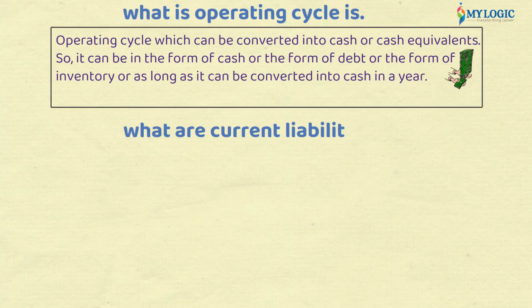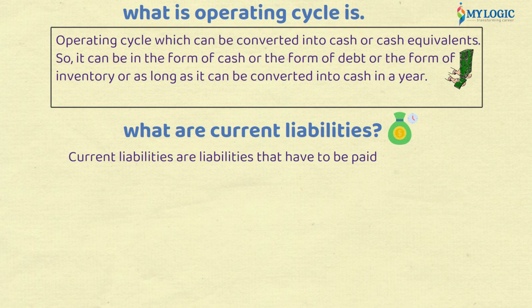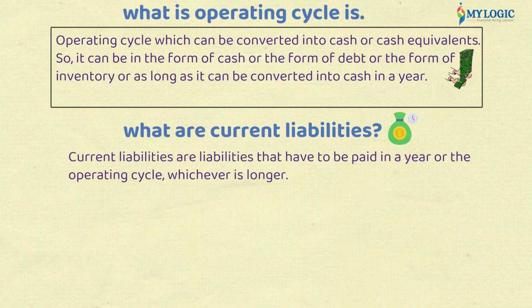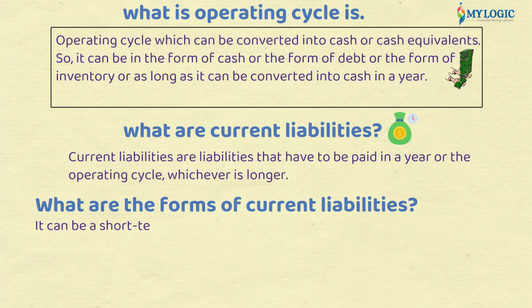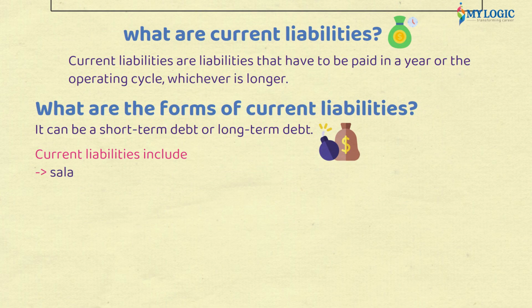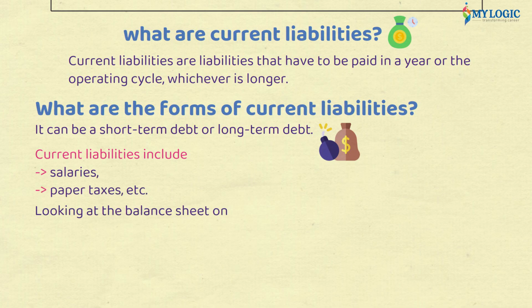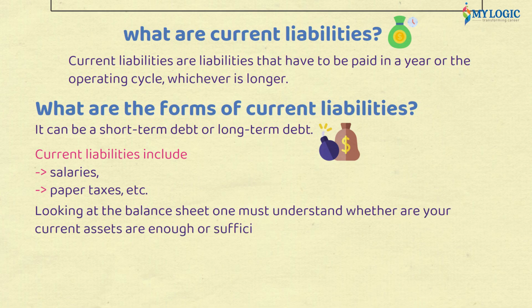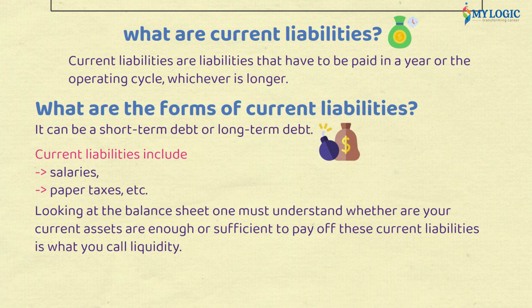What are current liabilities? Current liabilities are liabilities that have to be paid in a year or the operating cycle, whichever is longer. What are the forms of current liabilities? It can be short-term debt or the current portion of long-term debt. Current liabilities include salaries, payable taxes, etc. Looking at the balance sheet, one must understand whether your current assets are sufficient to pay off these current liabilities, which is what you call liquidity.